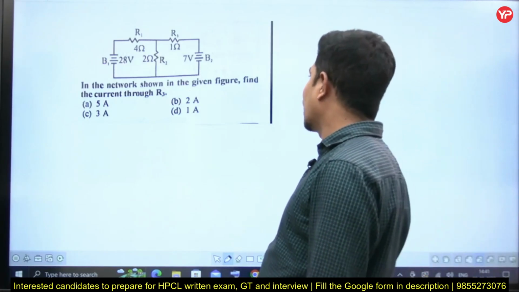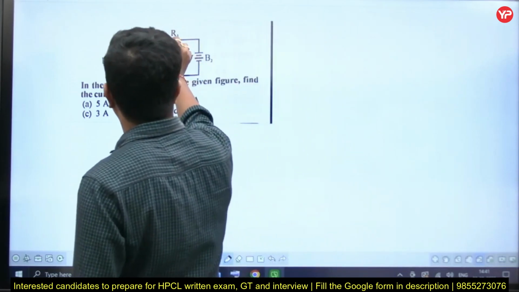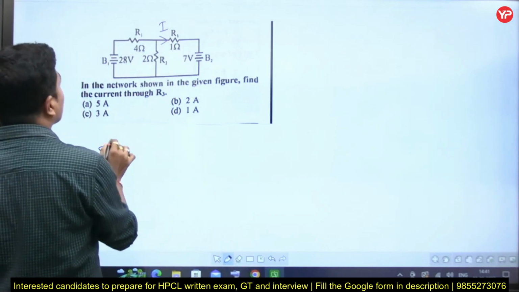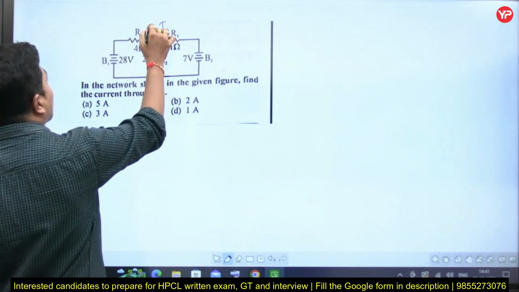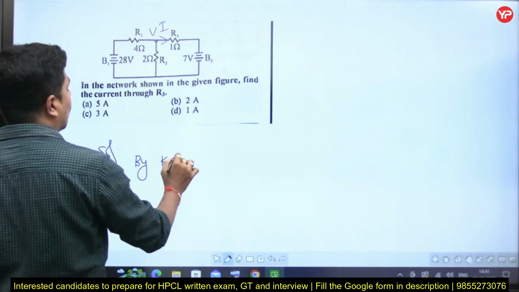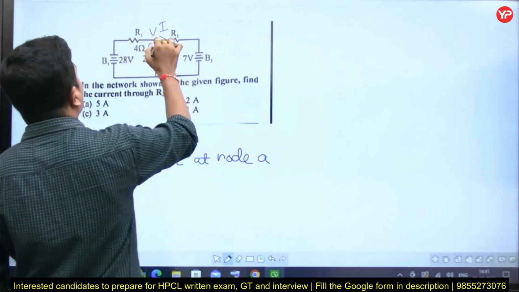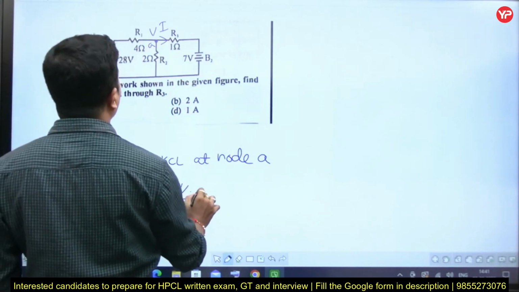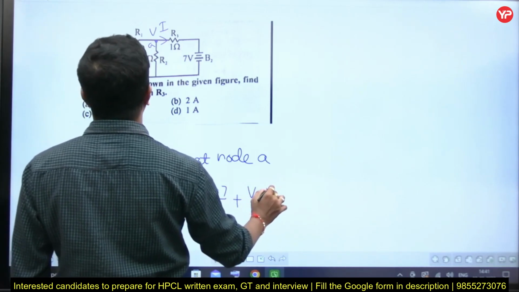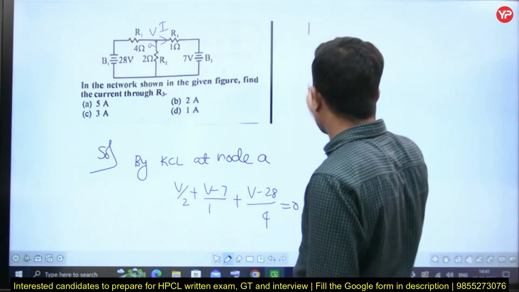The network shown in figure, find the current through R3. Where is the resistance R3? This is R3. He is asking for that current. Observe it. Solution: just take some voltage V at that node and apply KCL at node A. This is node A, I call. So V by 2 plus V minus 7 by 1 plus V minus 28 by 4 is equal to 0. If you solve this, how much are you going to get?